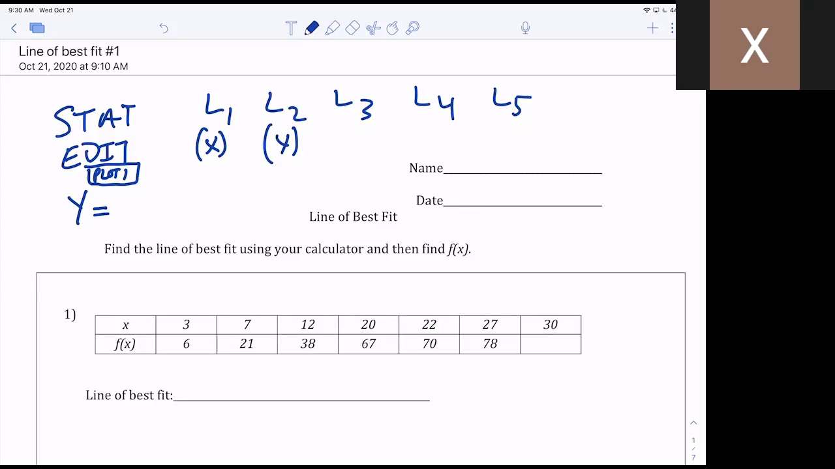Now, once you hit the zoom button, there's a bunch of options that come up. I want ZoomStat, so I have to go all the way down to where it says ZoomStat and hit enter. And then what happens is it changes the window to plot all the points so you can see it.